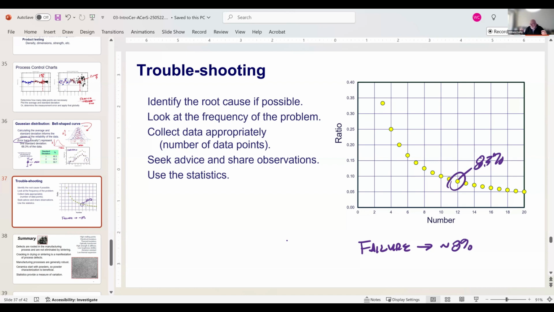So what I'm suggesting is, if you look at the statistics for the failure, what the frequency is of the failure, you might be able to go back in the process and find out a process where you do X number, and by the time you get to the end, you have a problem. The next thing, collect an appropriate amount of data points, of course. Seek advice and share observations.